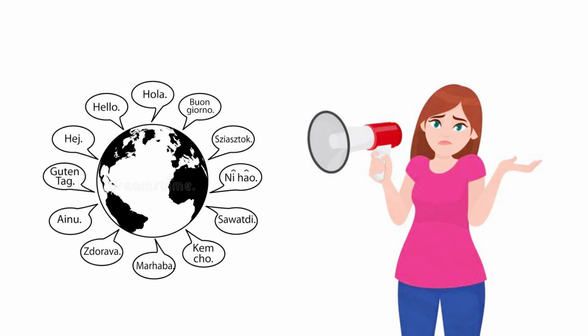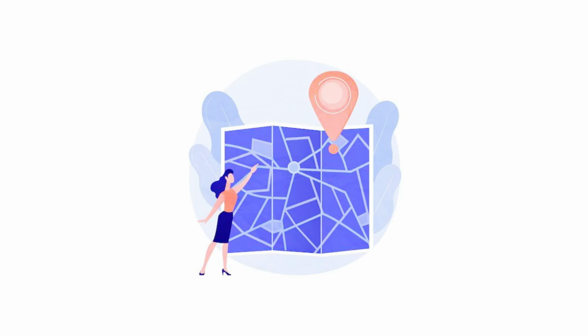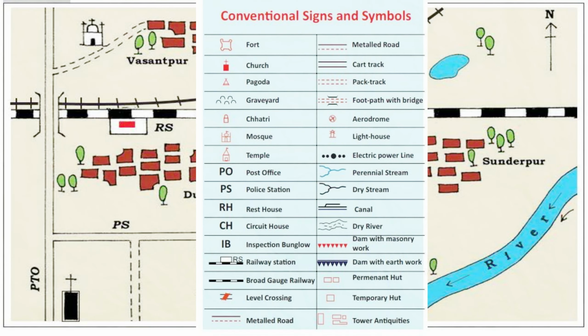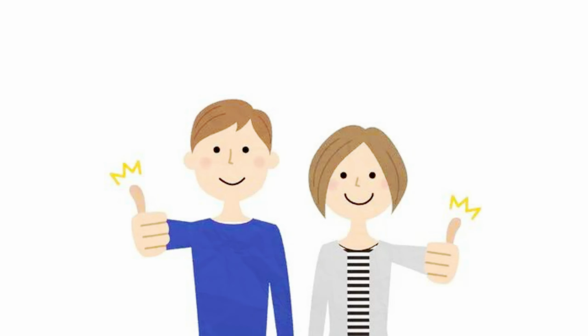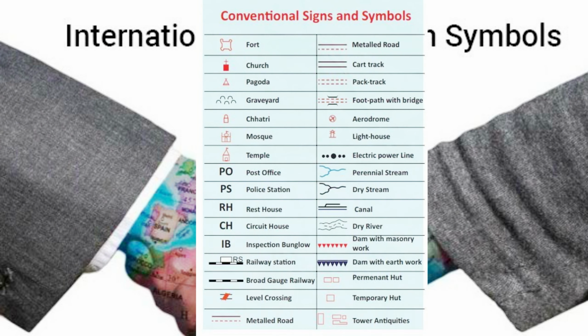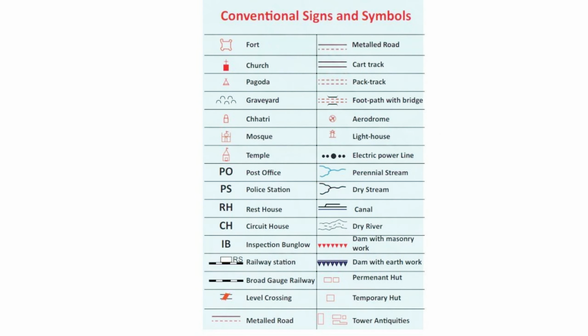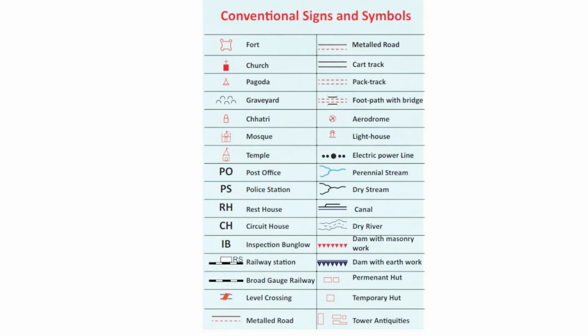Even if you don't know the language of an area and therefore cannot ask someone for directions, you can collect information from maps with the help of these symbols. Maps have a universal language that can be understood by all. There is an international agreement regarding the use of these symbols. These are called conventional symbols. Some of the conventional symbols are shown in this figure.